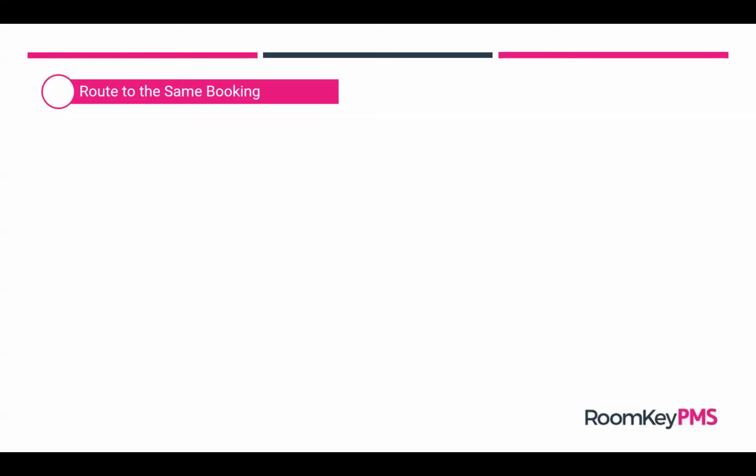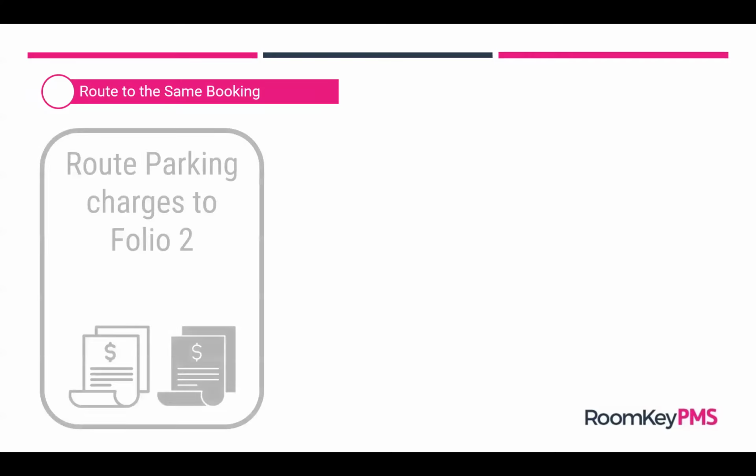Okay, so diving right into our first example, I wanted to take a look at some examples of how to route to the same booking. In this example, we're going to use a demo database to route parking charges to Folio 2. So we'll make a guest reservation and we'll see how we can split charges across multiple bills for one single guest.